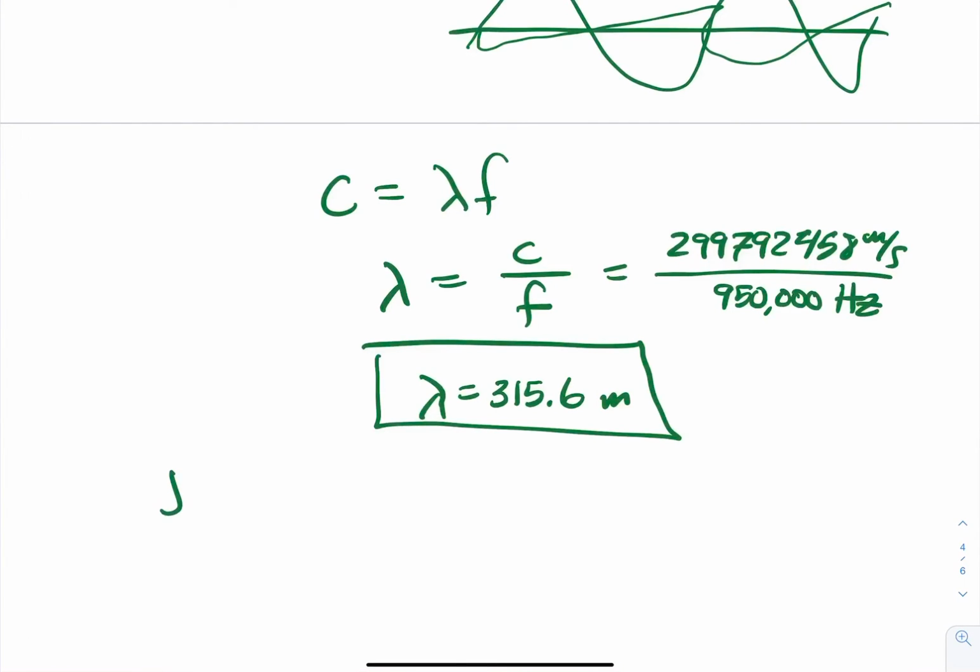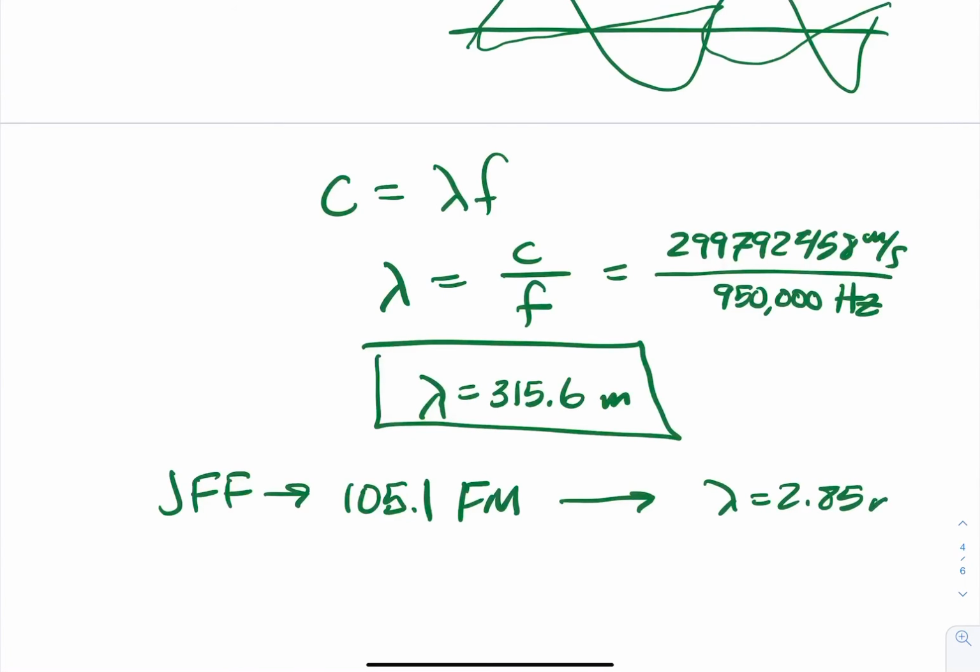Whereas, just for funsies, if we were to calculate for 105.1 FM, that would yield a wavelength of approximately 2.85 meters. And so you can see that we're about 100 times shorter wavelength when we go from 950 to 105.1, and we'd have to switch to FM. So FM radio waves are much shorter in wavelength.